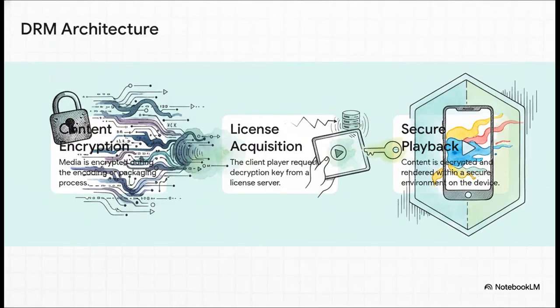Okay, so how does this actually work in the real world? It's basically a 3-step dance. Step 1, the content gets encrypted before it ever leaves the server. Step 2, you hit play and your device sends a request to a special license server asking, hey, can I have the key? And then step 3, assuming everything checks out, the key is delivered and the video starts playing in a secure environment on your device, getting decrypted just moments before it hits your screen.